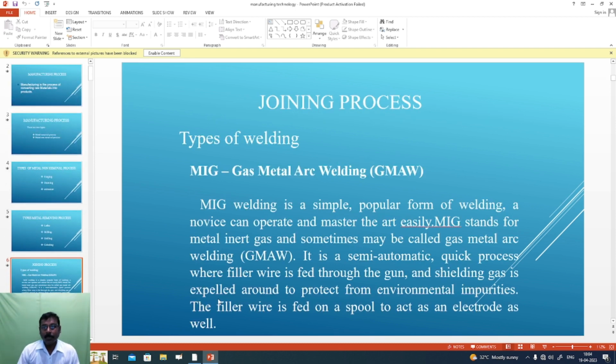Then the joining process by using welding. Here various types of welding are available. First one is gas metal arc welding, that is MIG welding. MIG welding is a simple, popular form of welding. A novice can operate and master the art easily. MIG stands for metal inert gas and sometimes may be called gas metal arc welding.